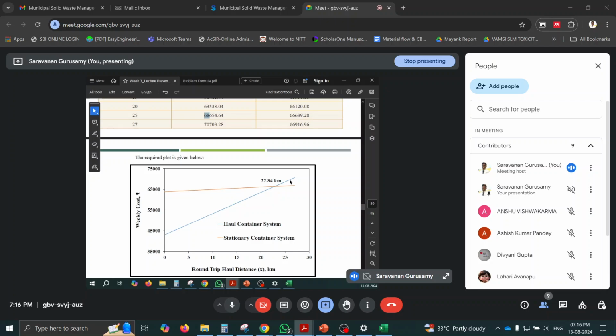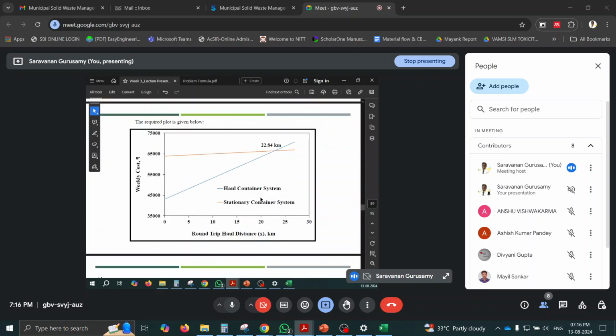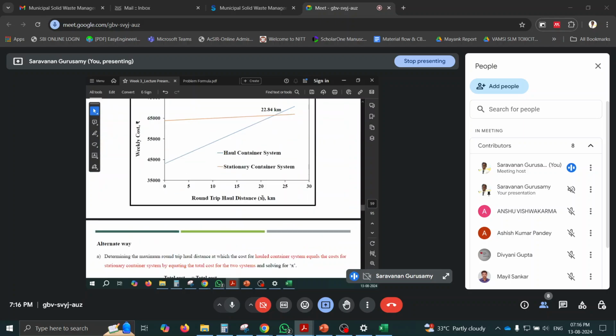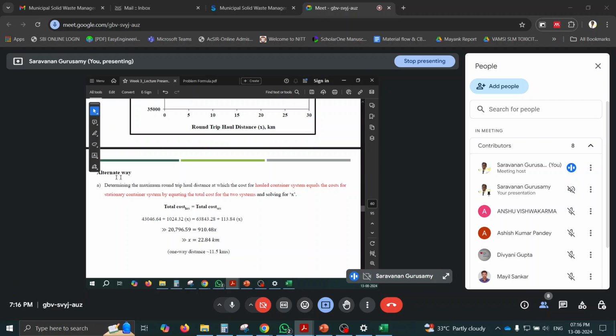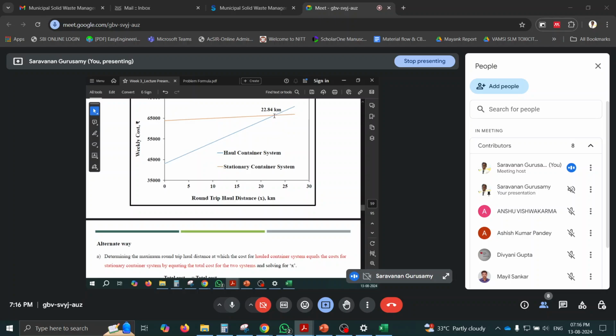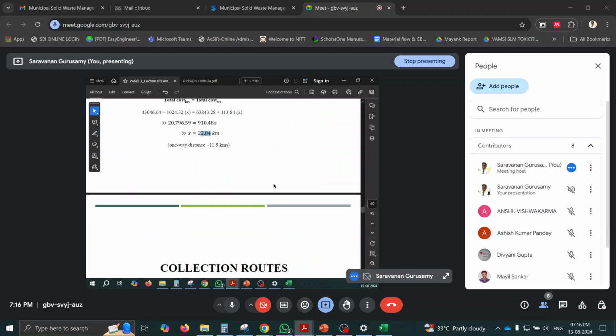So I can advise the private agency to construct a material recovery facility within 20 kilometers. Then the hauled container system will be cheaper than the stationary container system. That's the answer. Instead of plotting a graph or trial and error, an alternate way is to set the stationary container system equal to the hauled container system. You will get the X value as 22.84 kilometers. That is the intersect value, 22.84 kilometers.